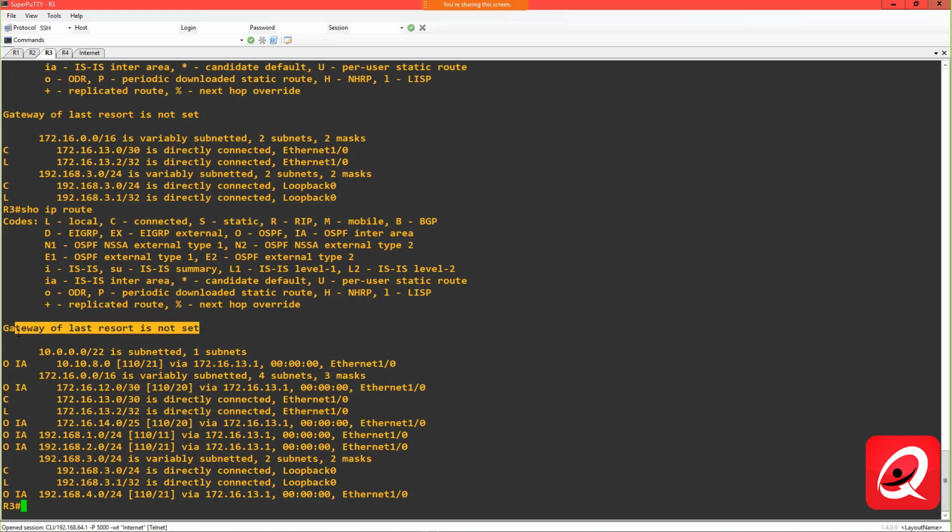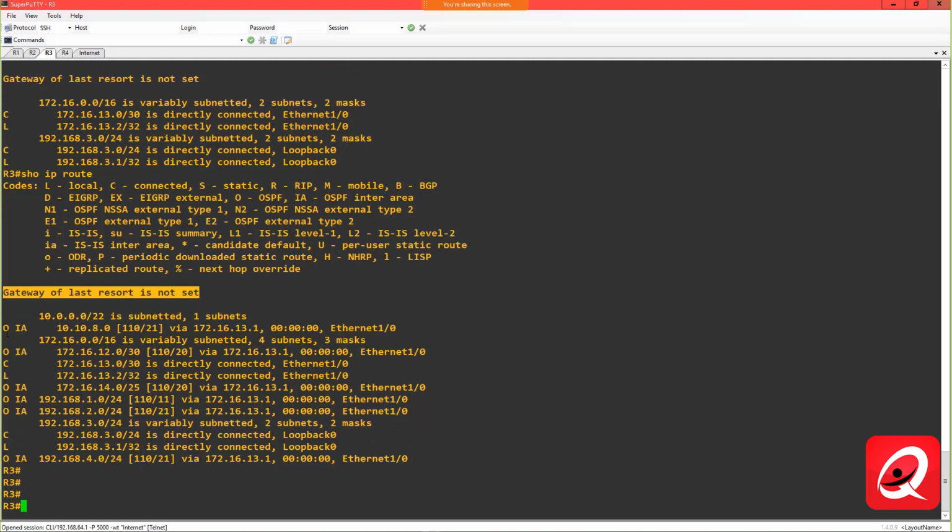NSSA is the only special area type, we'll see this later on, that doesn't automatically inject a default route. Stub areas, totally stubby areas, and totally not so stubby areas, the ABR will actually send in a default route into the area automatically. This is the only time when these default routes are not injected, if it's an NSSA.